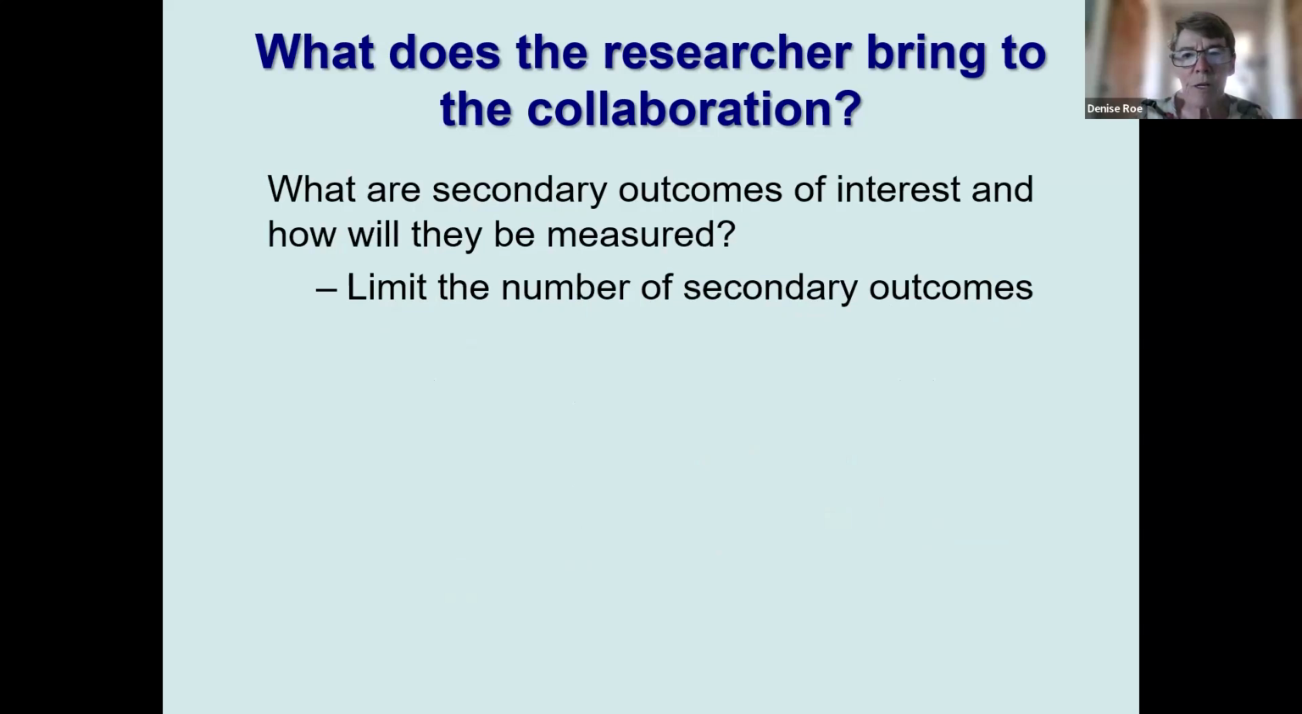And then what are your secondary outcomes of interest and how will they be measured? You should really limit the number of secondary outcomes. And in particular, when you get the grant funded and you do the analysis, you have to be really careful about overemphasizing the results of secondary outcomes, because typically the study was not powered to detect them.